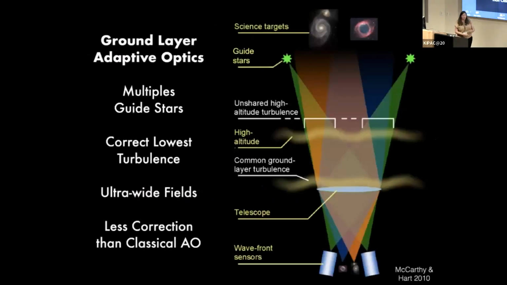So this ground layer adaptive optics, you're not correcting all the turbulence, you're only correcting the turbulence just above your telescope. That's generally about half the turbulence. The other half is much higher up. So if you can correct just that ground turbulence, you can correct over a large field.